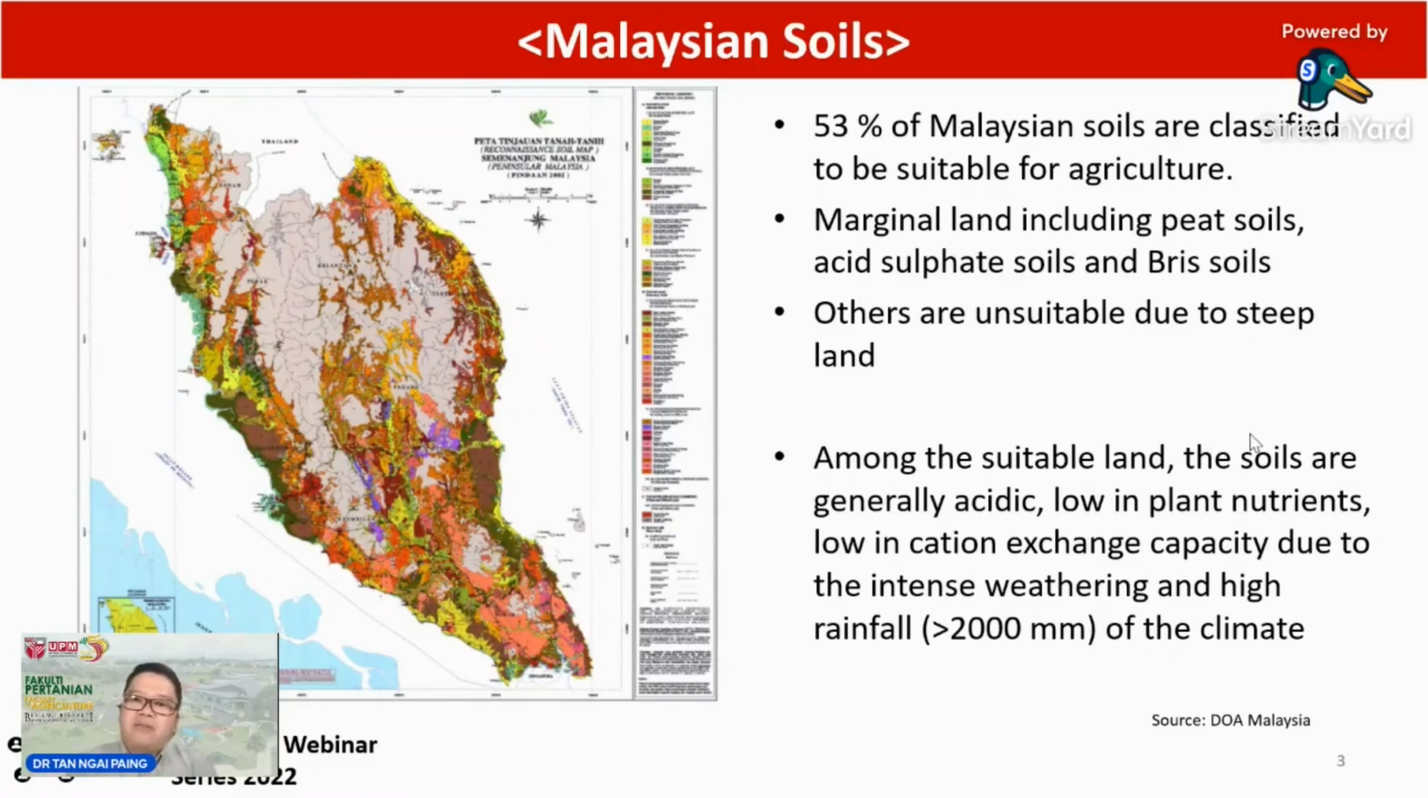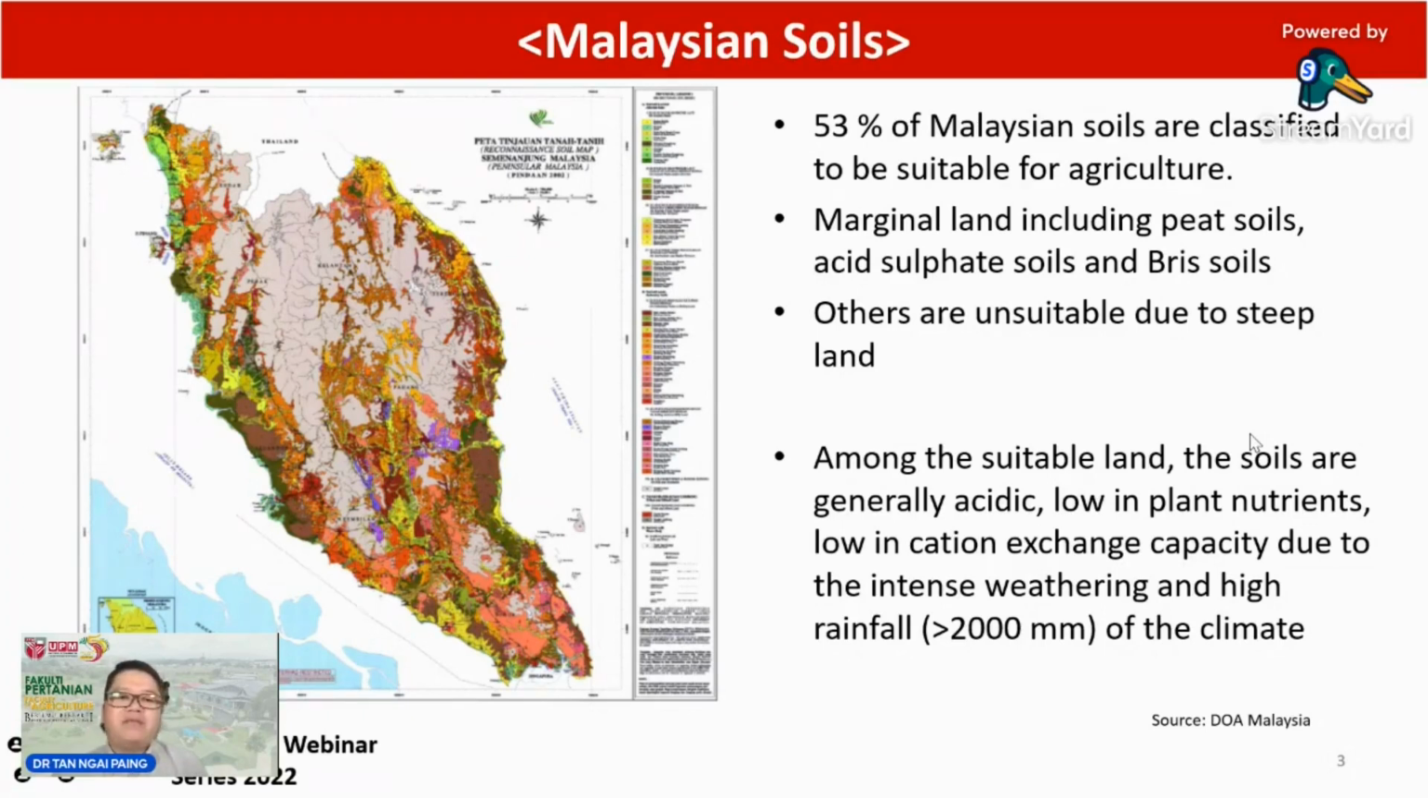Yeah, so you can see this is a map from the Department of Agriculture. According to the Department of Agriculture, 53% of the Malaysian soil is classified as suitable for agriculture. We have marginal lands, including peat soil and acid sulfate soil, as well as beach soil, and others are unsuitable due to steep land. Apart from marginal land and peat soil, which we won't discuss, 53% is suitable for agriculture.